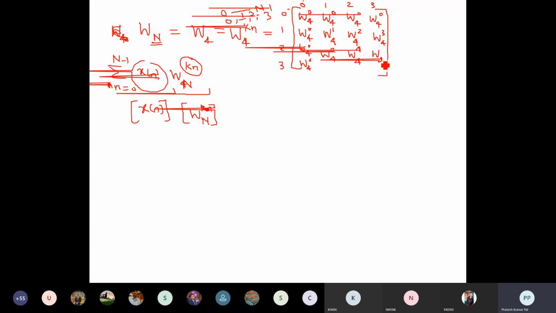W4 to the power 6. This will be W4 to the power 3. W4 to the power 6. W4 to the power 9. Okay, so we will again find out the value.